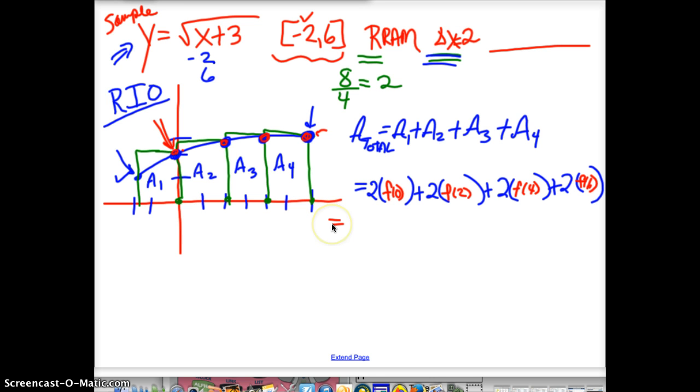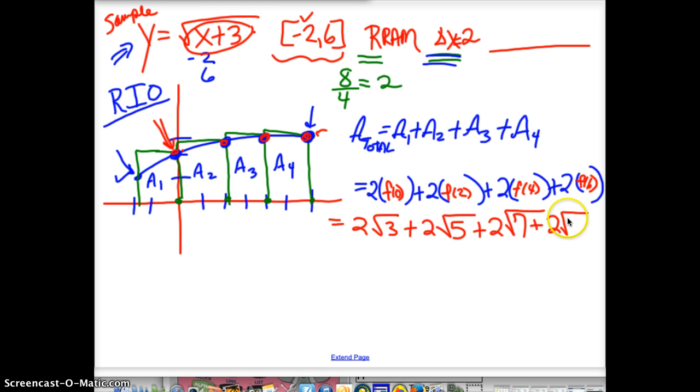And my function is the square root of x plus 3. So this would be 2 times the square root of 0 plus 3. This would be 2 times the square root of 2 plus 3. This would be 2 times the square root of, what am I at, 4 plus 3. And this would be 2 times the square root of 9 plus 3. Or 6 plus 3, which is the square root of 9. And that's going to be nice. Could make that a 3 if I wanted to.